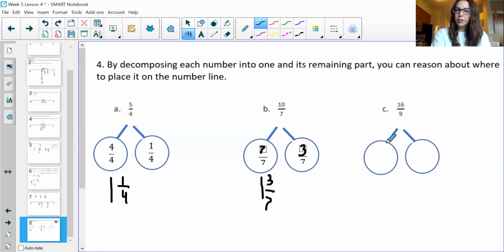Now the last one, we know that 9/9 is equal to 1 whole. And then we ask ourselves, what do we add to 9 to get to 16? And it's 7. So it's going to be 1 whole and 7/9.